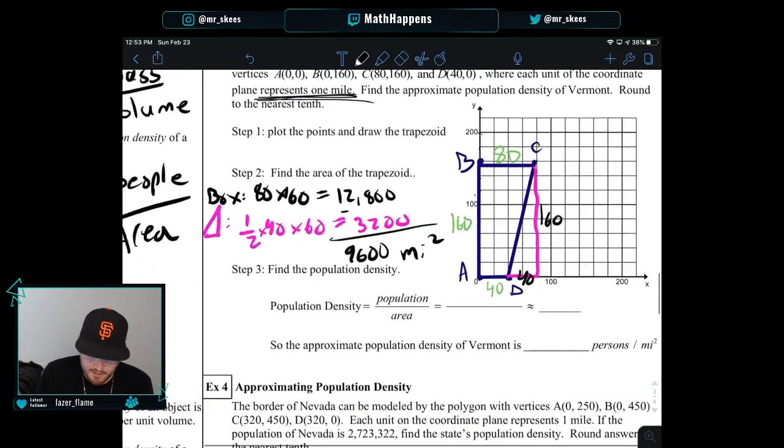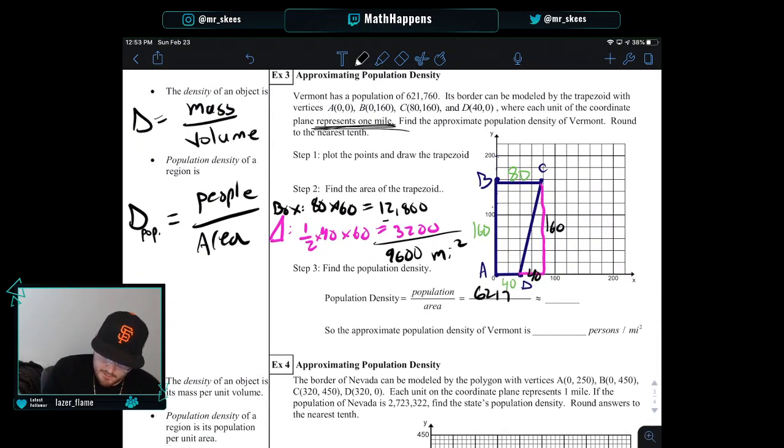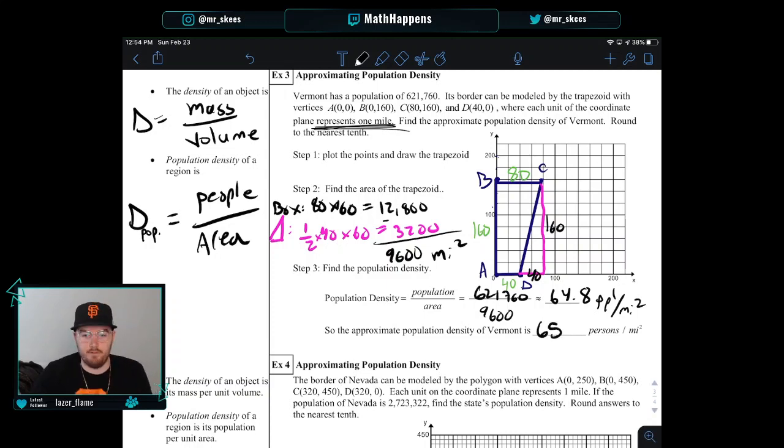Find the population density. So, what is the population? It gave it to you: 621,760 people, divided by the area, which we just found to be 9,600. So, plug that into a calculator. What do we get at 621,760 divided by 9,600? 64.8 people per mile squared. So we'll round it to 65. So for every square mile, there's about 65 people, right?